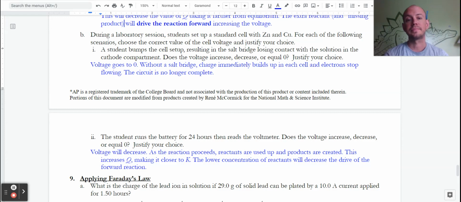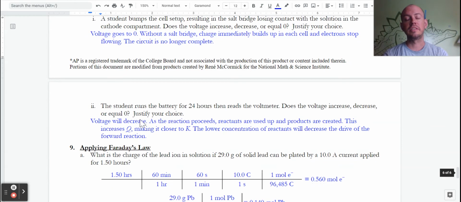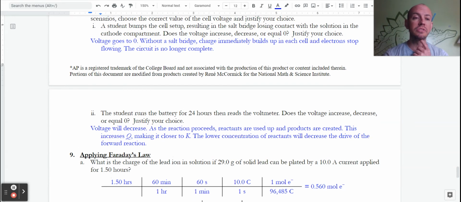The student, same person, continues to run that battery overnight and then reads the voltmeter. Does the voltage increase, decrease, or equal 0? It decreases. And we don't want to just say, well, the battery dies, although that is what happens. And we know that from our personal experience with batteries.